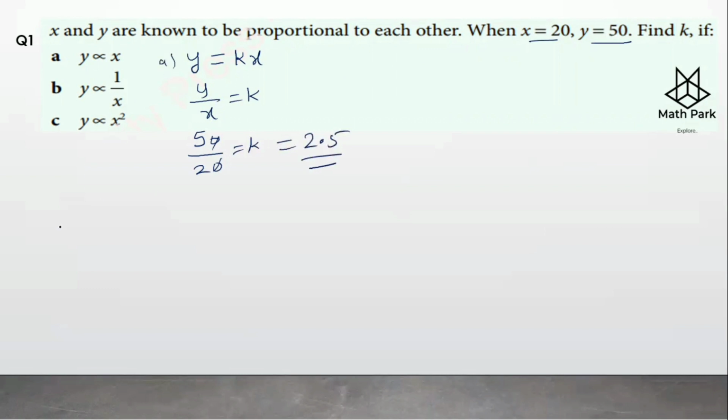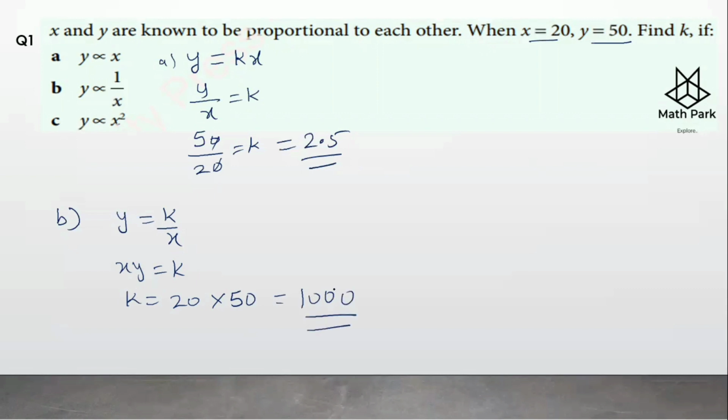This is for A. Now for B, let us frame the equation. Y is inversely proportional to X. So we have the product constant. So we have Y is equal to K upon X, or we can say that XY is equal to K. The product is constant in case of inverse proportion. So we take the product of X and Y. So K is equal to X, which is 20, times Y, which is 50. 20 times 50: 2 5s are 10, and these two zeros, so K is 1000. Got it? This type of question comes under one marker.